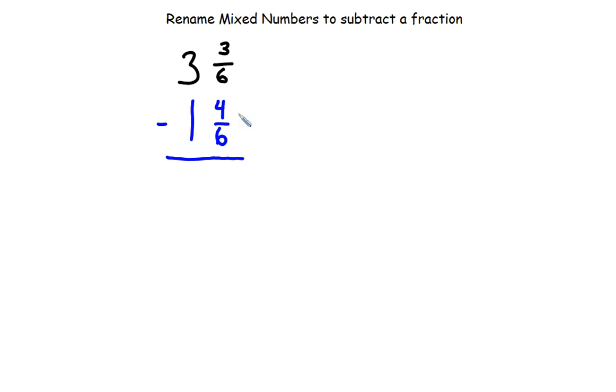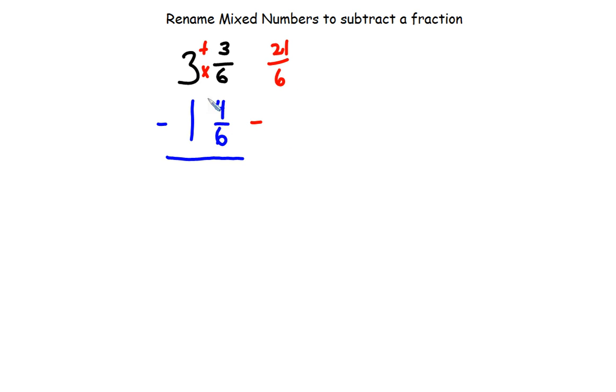So in order to turn these mixed numbers into improper fractions, it's very simple. All I do is multiply the denominator by the whole number first, and then add the product to the numerator. So I can do 6 times 3 equals 18, and 18 plus 3 equals 21. So I'll end up with 21 over 6.